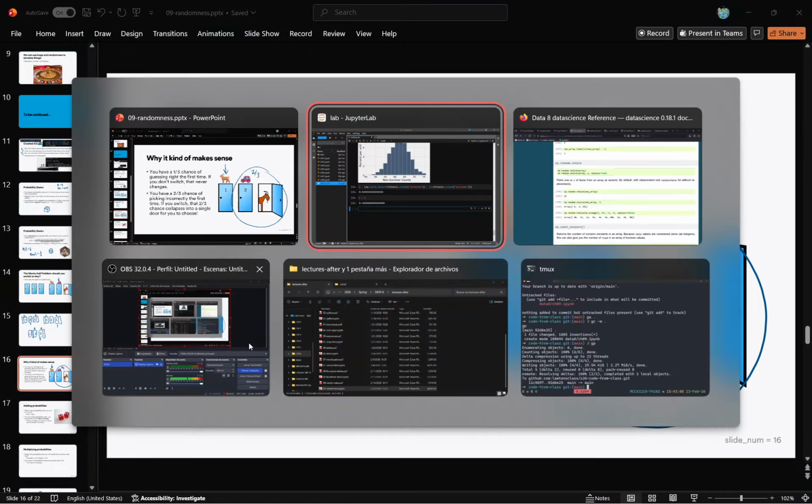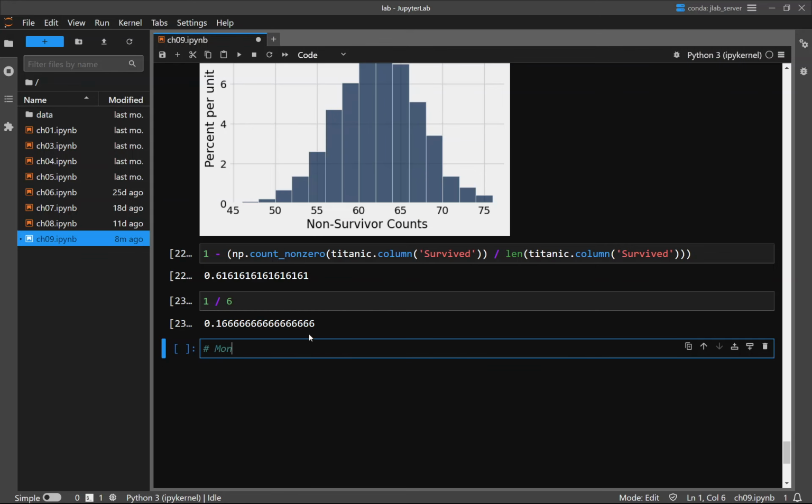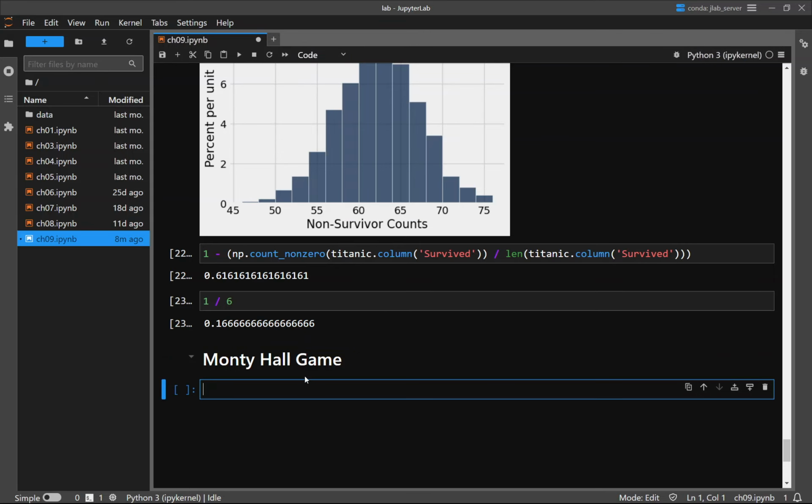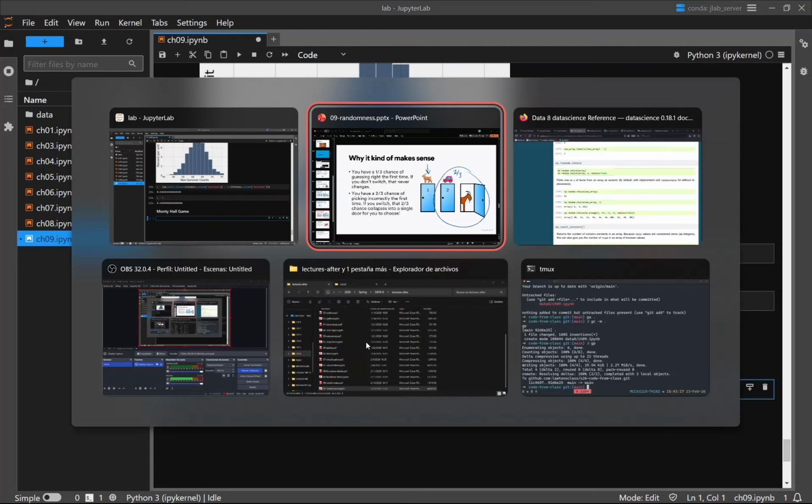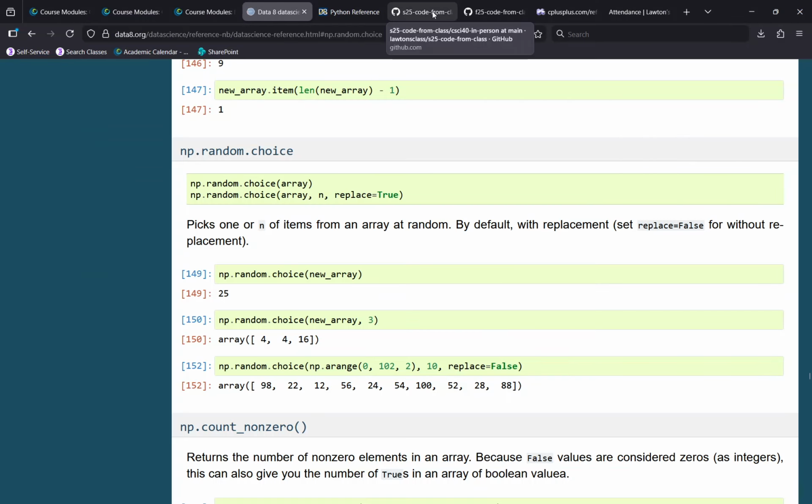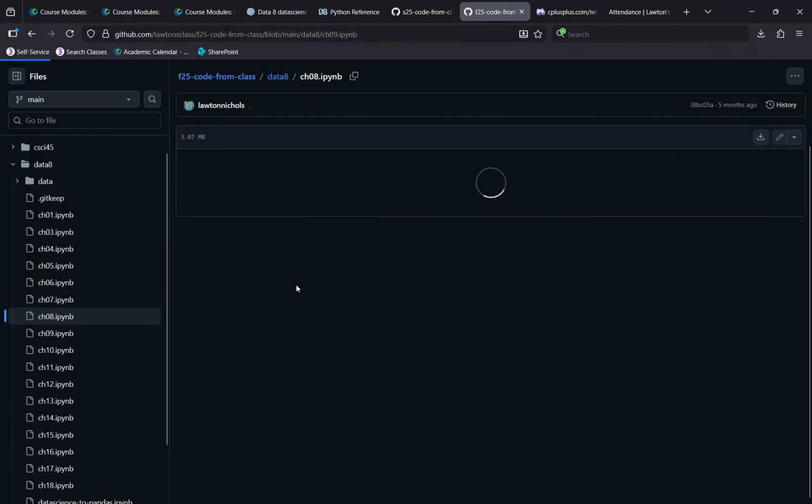So let's make a simulation for the Monty Hall game. All right. I have some code that I just want to paste in. You don't have to understand it fully, or you can look at it later. I don't want to type it, I guess is what I want to say.